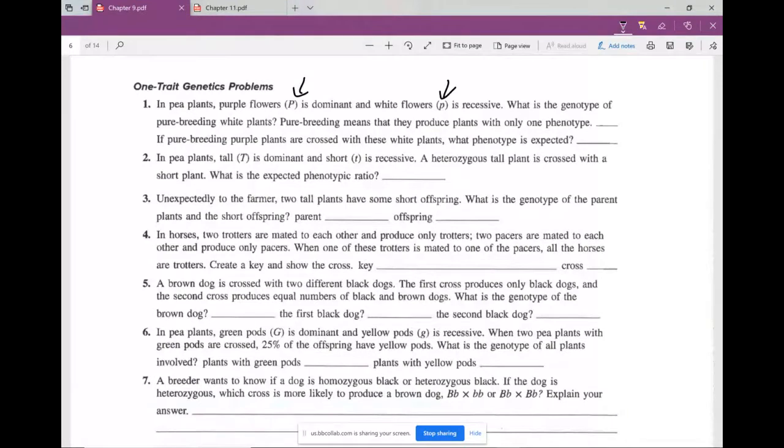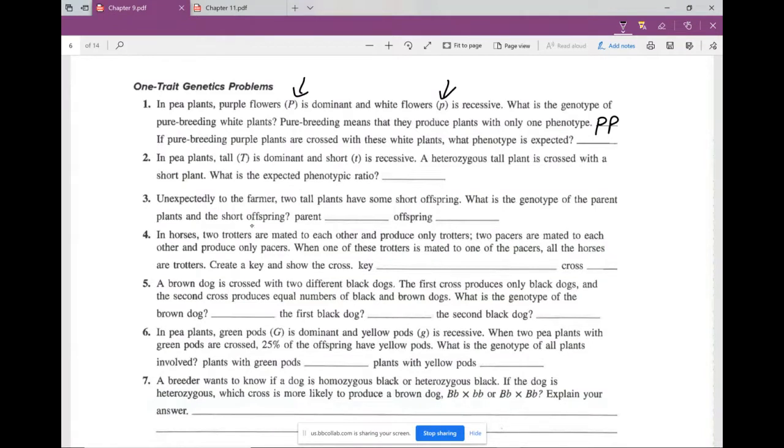Okay, so pure breeding means that they produce plants with only one phenotype, right? All the flowers on that plant are going to be white. Now, in order for the recessive condition to present itself as a phenotype, it must be present as a homozygous condition. So you have little p, little p.